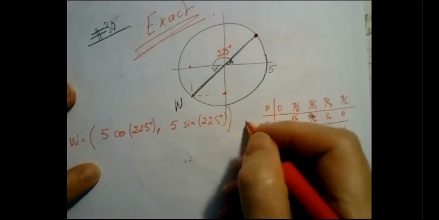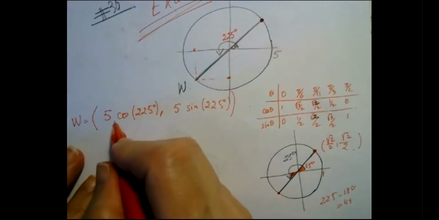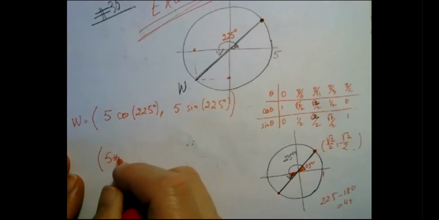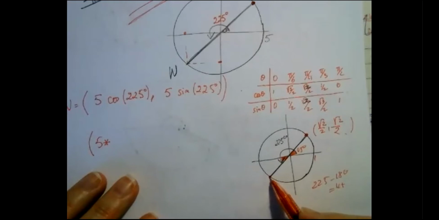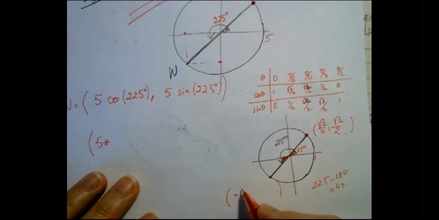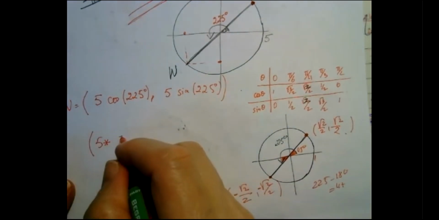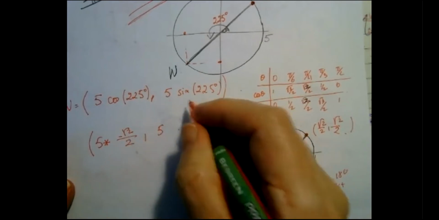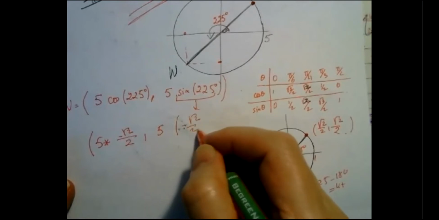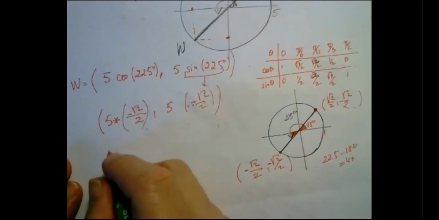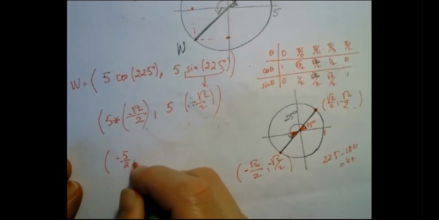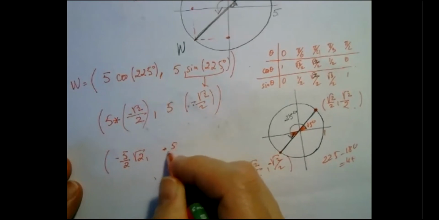And the sine. Because we know the exact values on a unit circle, we can just take that for W as well. Because it's in the third quadrant, it would be negative square root of 2 over 2 for both the X and Y coordinate. So the cosine of 225 is minus the square root of 2 over 2, and the sine of 225 is minus the square root of 2 over 2. So finally, the coordinates are minus 5 over 2 times the square root of 2, and minus 5 over 2 times the square root of 2.